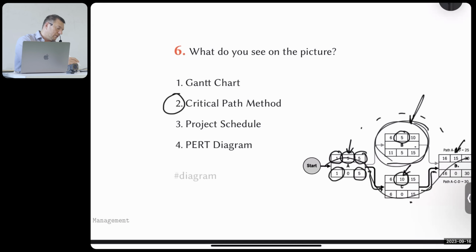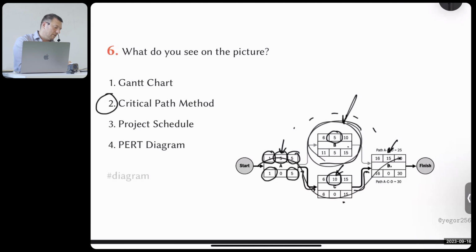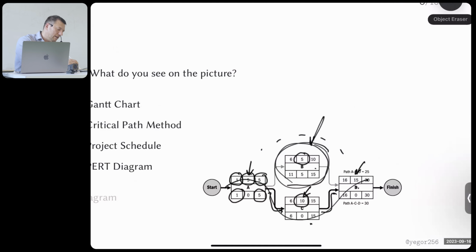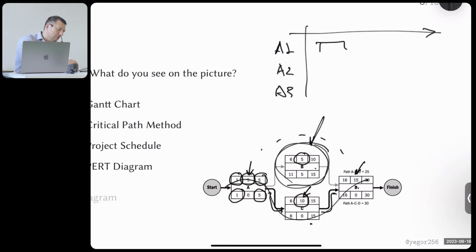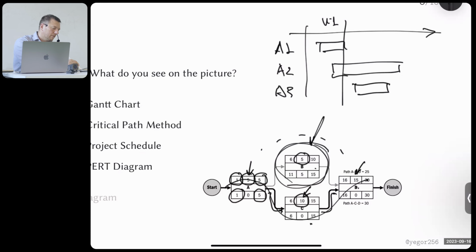What is a Gantt chart? You probably know. A Gantt chart is a simple representation of the timeline. So when you have activities, I don't know, A1, A2, A3, and then that's your time. So for A1, you say, I'm going to do this here. Here I'm going to do A3, and here I'm going to do A2, and here is going to be A3. And these are my days. So this is my week number 1, and this is my week number 2, this is my week number 3. So this is a Gantt chart.